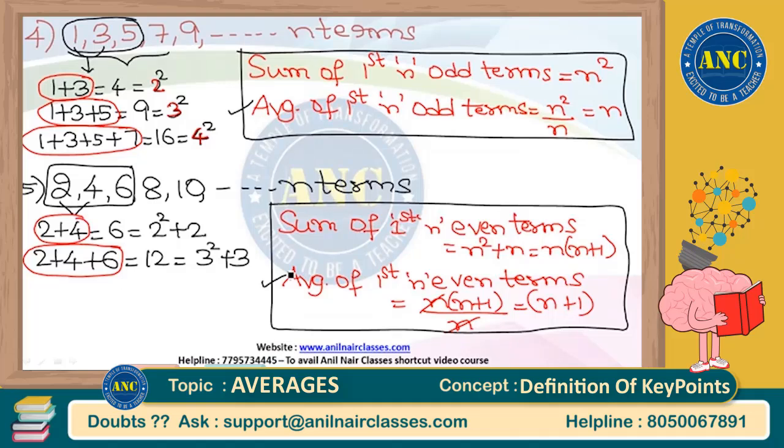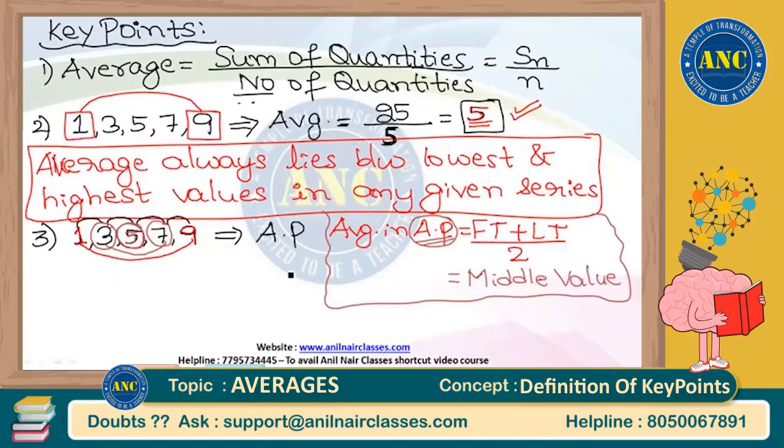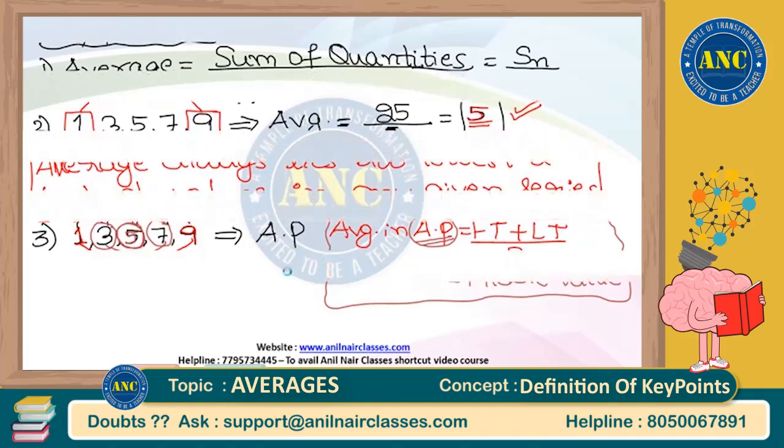Idea clear, sir? Average of first n odd terms is n. Average of first n even terms is n plus 1. And it is also understood that average always lies between lowest and highest values in any given series. And a beautiful understanding says that average in arithmetic progression is first term plus last term by 2, or second term plus second last term by 2, or third term plus third last term by 2, or in general it is nothing but the middle value, right? I believe that it is very, very clear for you people.